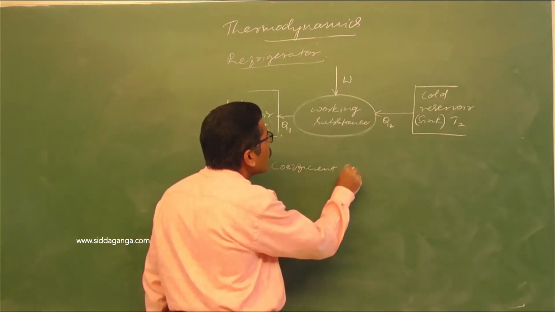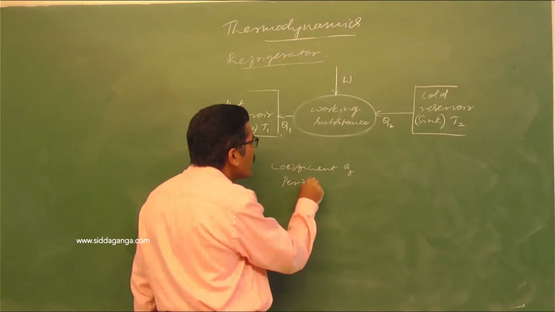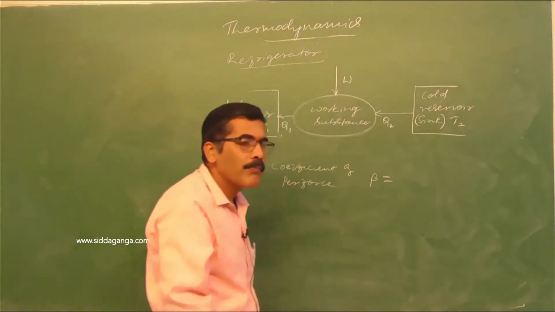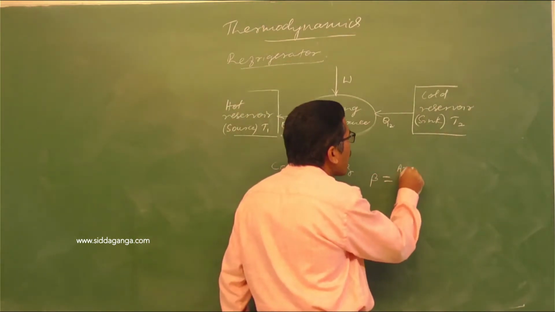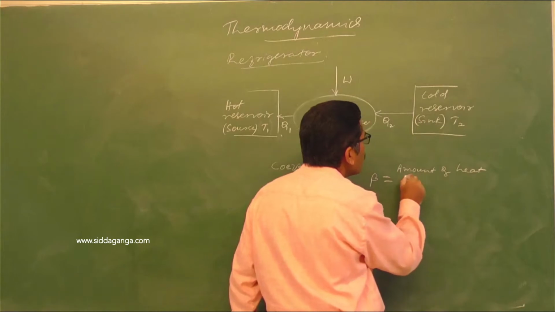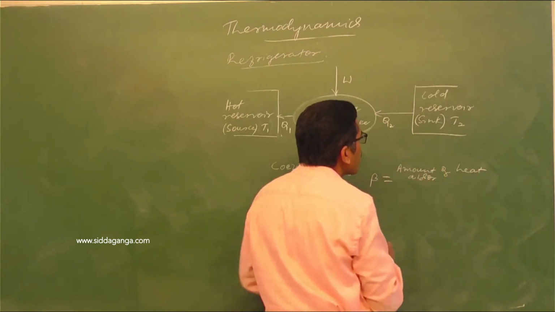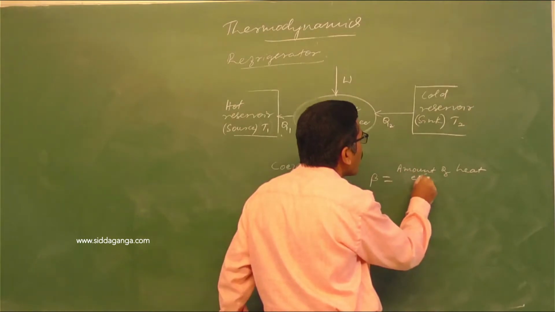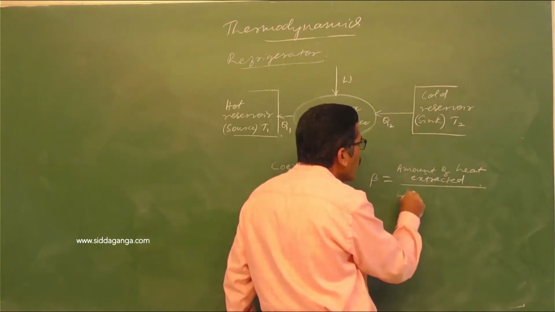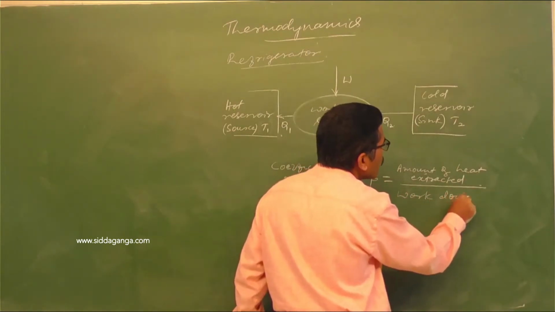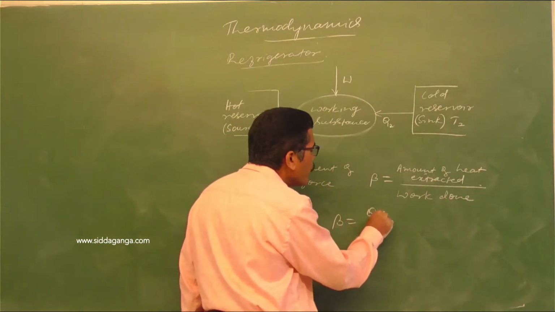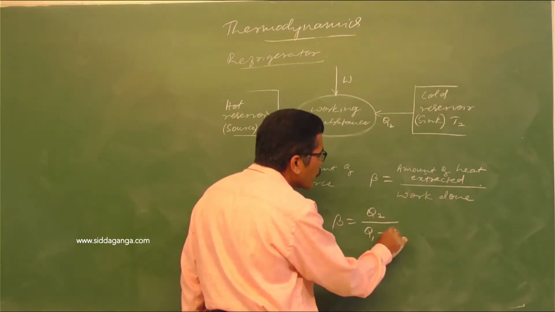And here the refrigerator is characterized by a physical quantity called coefficient of performance. This coefficient of performance of a refrigerator is indicated by beta. Beta is given by the amount of heat absorbed or extracted from the sink divided by work done onto the refrigerant liquid. Therefore beta here is equal to Q2 divided by Q1 minus Q2.